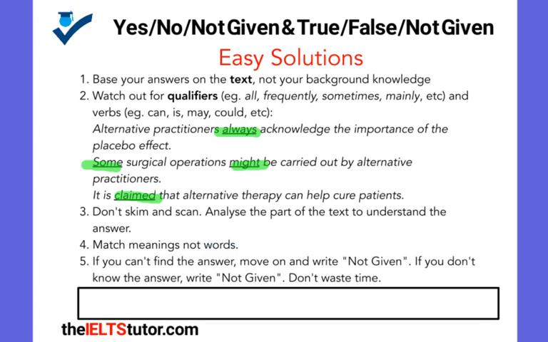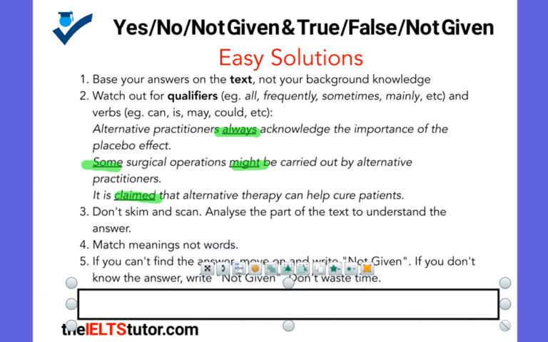Also, if you can't find the answer, as I've mentioned to you before, move on and write not given. Okay? You have very little time to actually focus on just that one question that you may not be able to find at all. So make sure that you don't spend longer than 2 minutes looking for something that's not there. And if it's not there, just write not given, and move on to the next question.